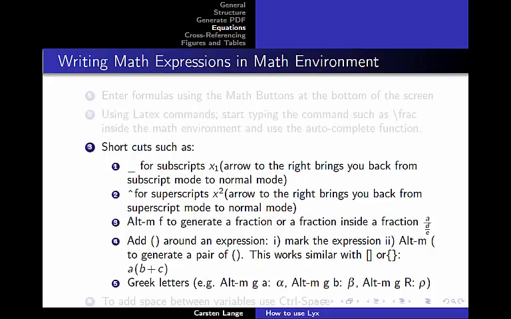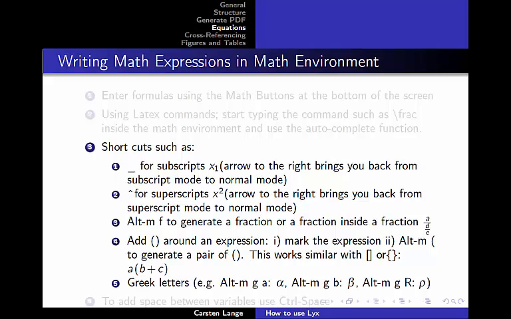And the most convenient way is actually to use shortcuts. If you want to write a subscript, just use the underline. If you want to write a superscript or an exponent, use the accent sign. And for writing a fraction, just use Alt-M. You press them at the same time, and then you press the letter F, and the fraction environment already appears automatically.